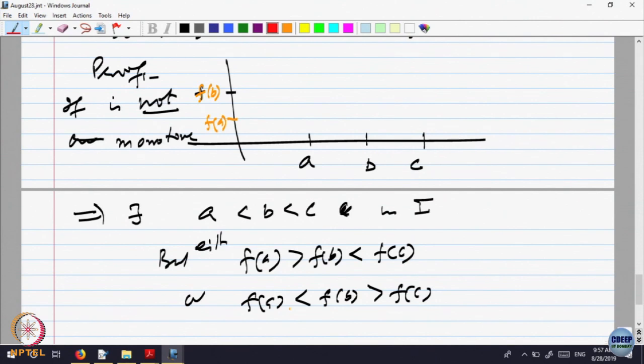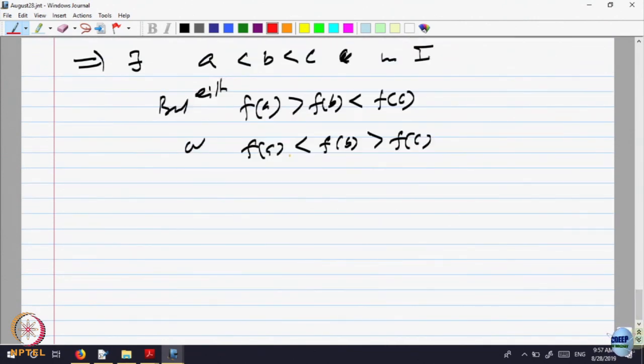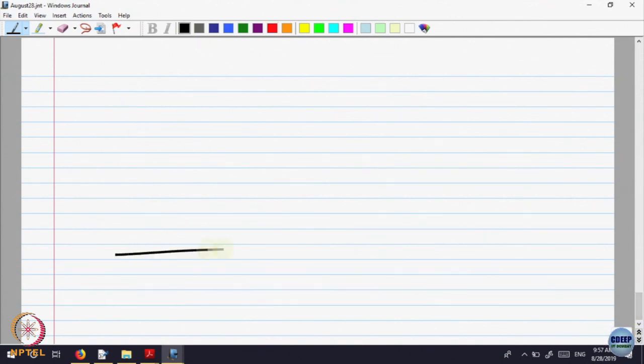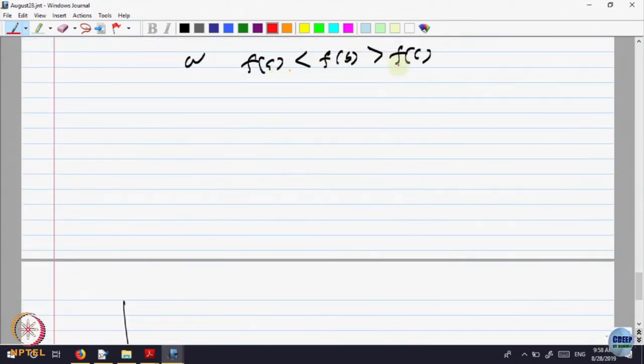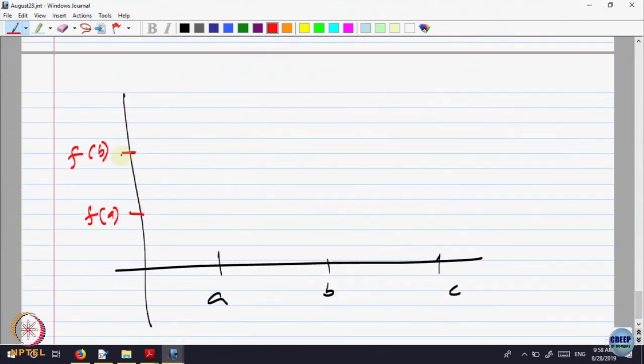Are you able to see, or shall I draw a bigger picture? Maybe a bigger picture will be a better idea. So here is a, here is b, and here is c. Three points we have got. Here is f of b, and probably here is f of a, because we are looking at the case f of b is bigger than f of a as well as bigger than f of c. So f of c is either here, or somewhere in between. Two possibilities: f of c is less than f of b but can be bigger than f of a, we do not know. Let us say this is one of the cases; everything will be similar.